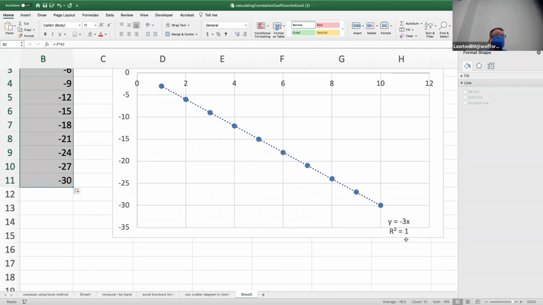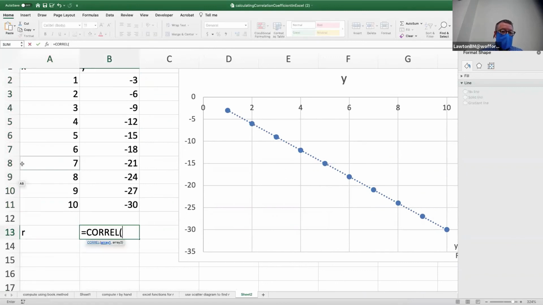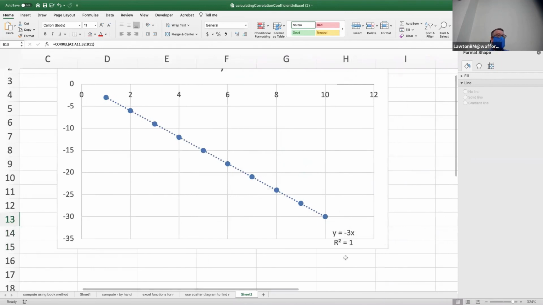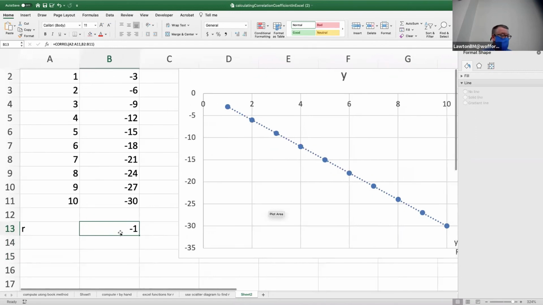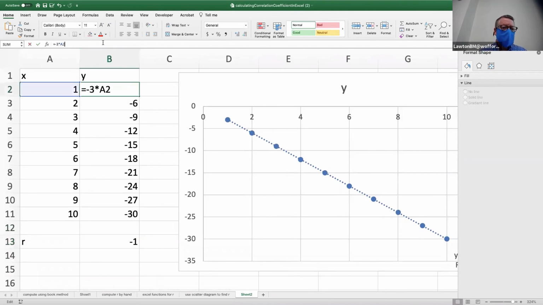R squared still 1, but if I plug in and get r, so if I go down here and say r is equal to Correl of the known x's and the known y's, I get a negative 1. So that's where you need to be careful. Just because r squared's 1, you can have a positive or a negative square root. If the line is going up, it's a positive r. If the line's going down, it's a negative r. All your functions will give you the right answers. Just be careful on that. Okay, now I'm going to be a little bit more tricky. Don't try to do this.